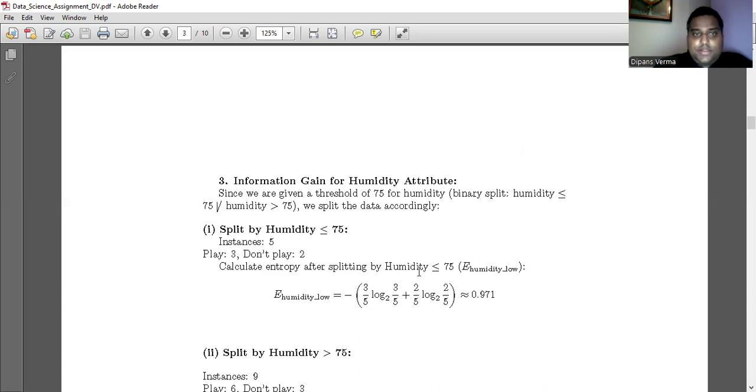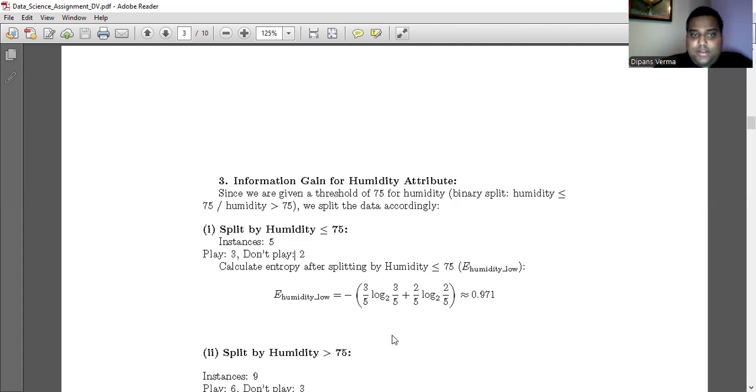So humidity split by humidity less than or equal to 75 is 5, as we have counted from the data set, right? And then 3 and 2, play and don't play. You can similarly count it from the given data set. So now you can find the value. This is again 3 by 5, the total number of play, and the total instances 5.